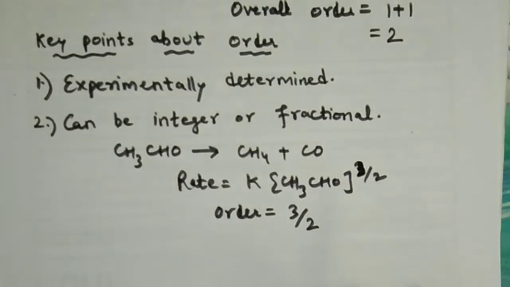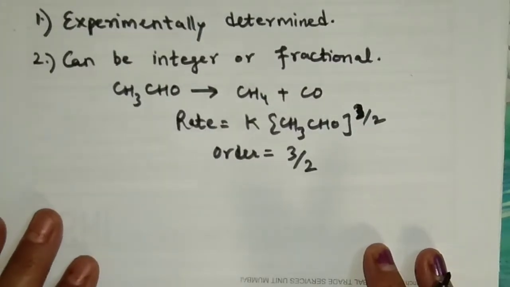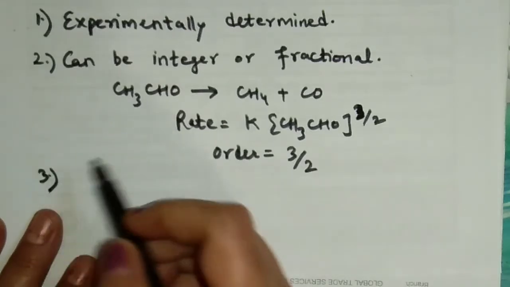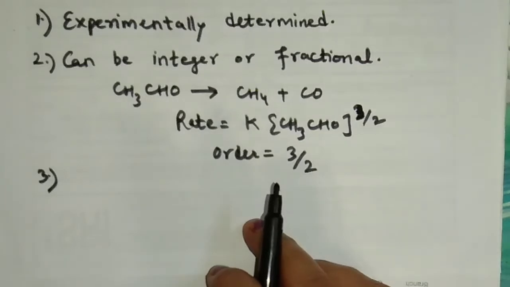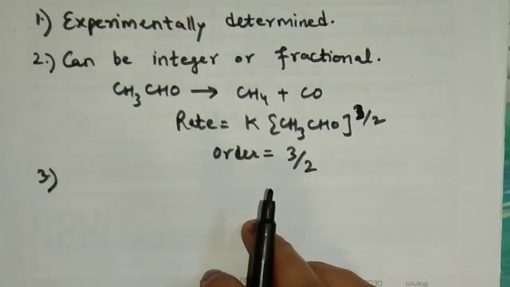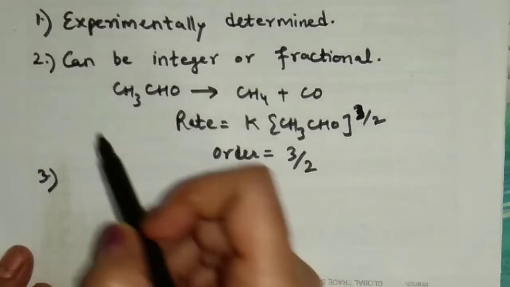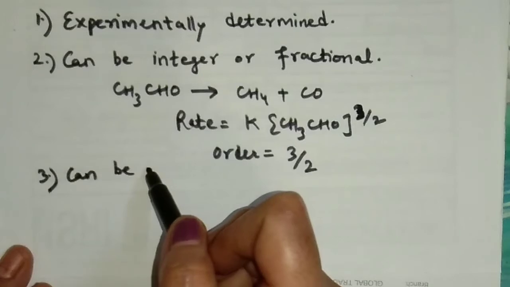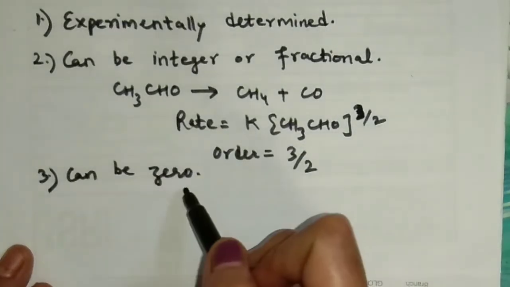Now ये सेकेंड पॉइंट था कि अपना जो ऑर्डर है वो फ्रैक्शनल भी हो सकता है. जैसा कि हमने देखा किसमें है फ्रैक्शनल? एसिटल्डिहाइड के डिकम्पोजिशन रिएक्शन में द ऑर्डर इज 3/2. Now, what is the third point about the order of the reaction? Sometimes order of the reaction can be 0 also. Order of the reaction can be 0 also.